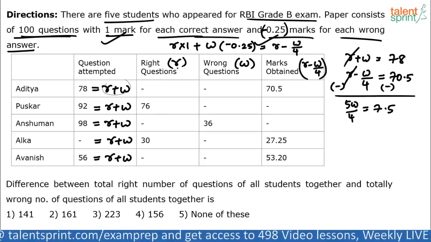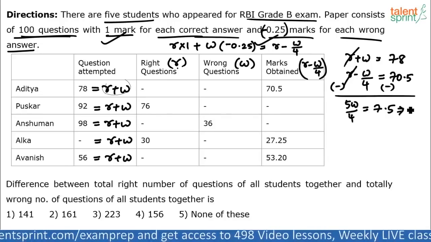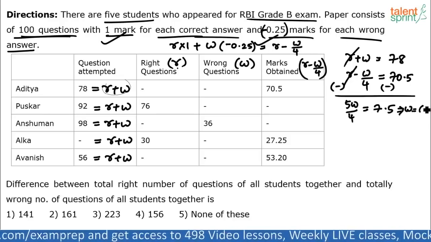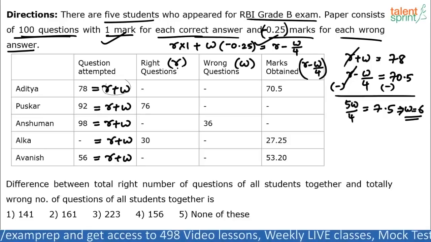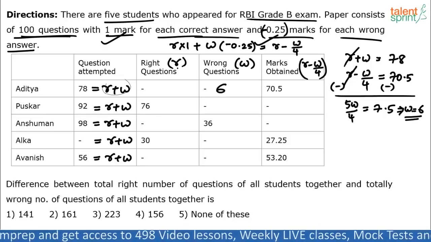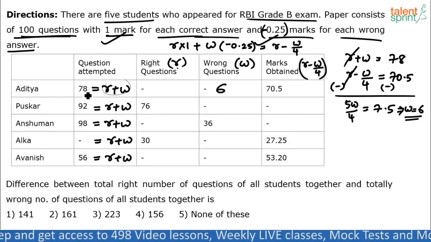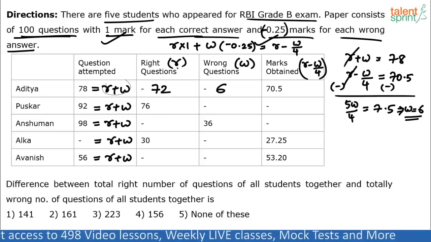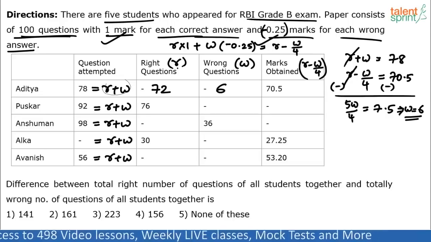So what is the value of W here from this one? 7.5 times 4 is 30. 30 by 5 is 6. So W is equal to 6. So for Aditya, W is equal to 6. Now understand, R plus W is 78, out of which W is 6. So R should be 72. Done. So you know the values for Aditya. Now do the same thing for other guys as well.